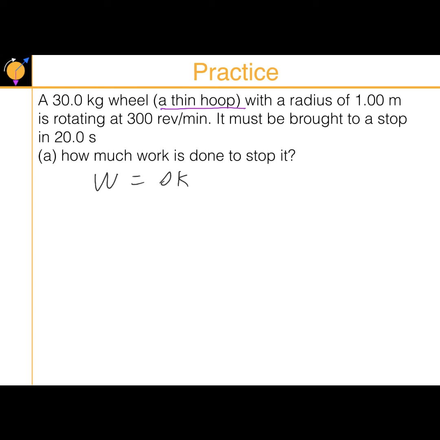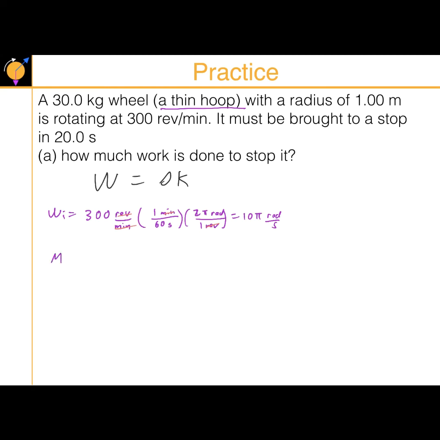Let's write down everything we know. So it's initially moving at 300 revolutions per minute. Well, we obviously want to change that to radians per second because that's the natural unit for this kind of thing. So 1 minute is 60 seconds, and 2 pi radians is 1 revolution. So you notice the minutes cancel out, the revolutions cancel out, and this becomes 10 pi radians per second.